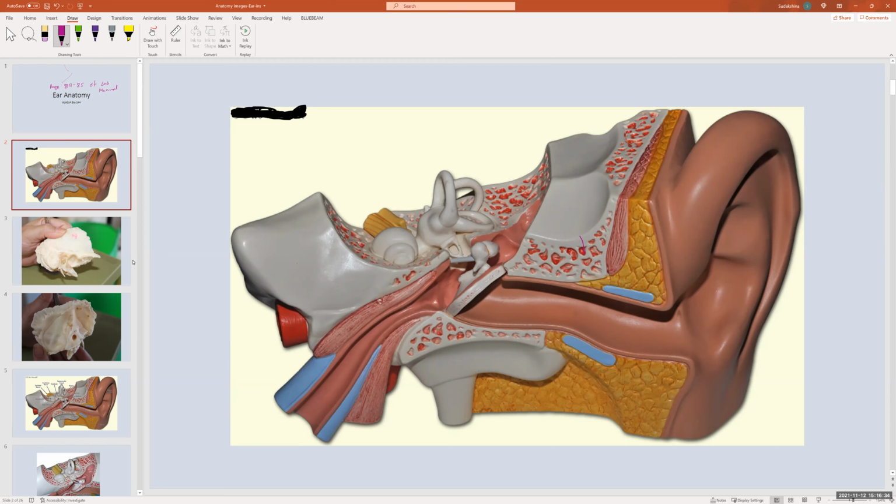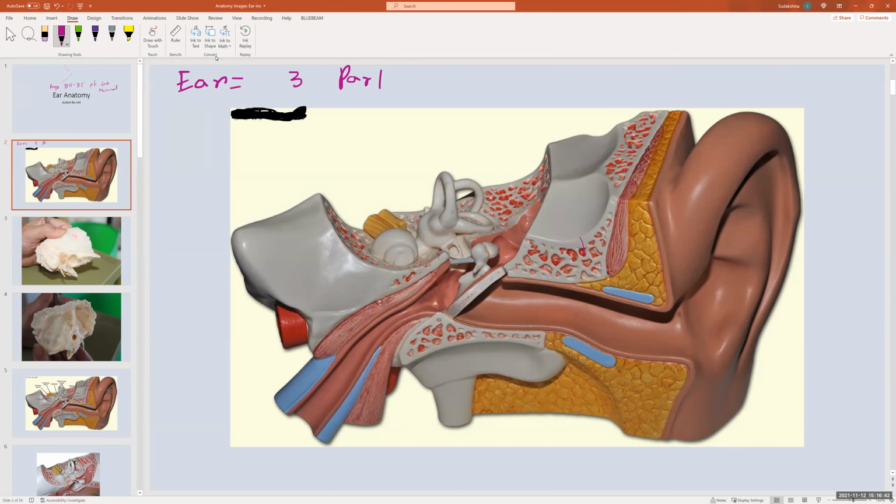So let's start with this. The ear is composed of three parts. The three parts are the external ear, the middle ear, and the internal ear. External ear, middle ear, and internal ear. All of this is within the temporal bone, housed within the temporal bone.